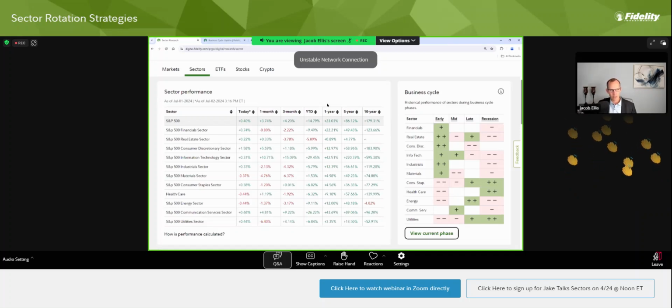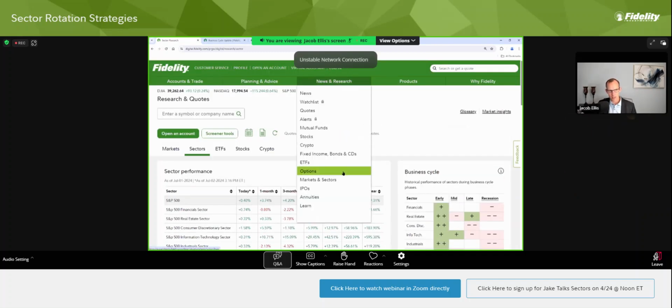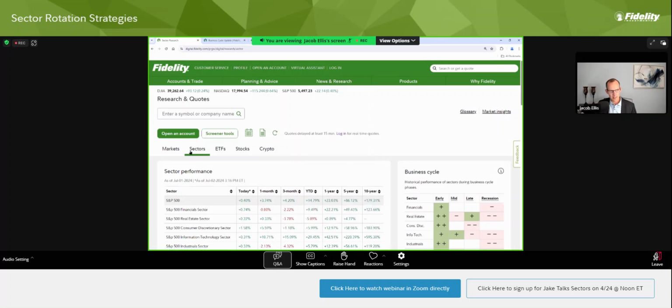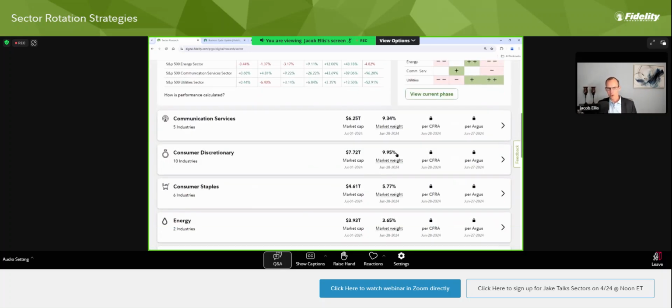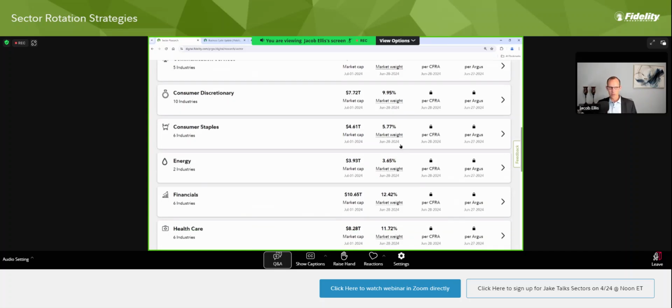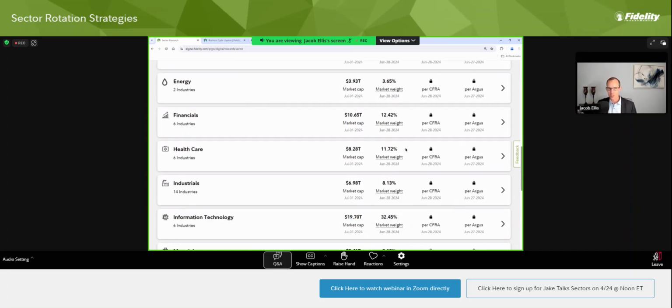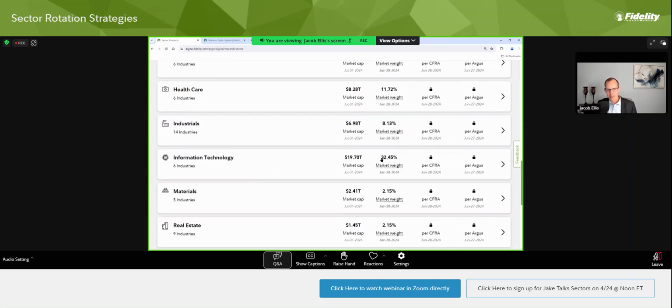We already saw that we arrived to this news and research, then markets and sectors page. We clicked on sectors. By now scrolling down, we will find the current weightings of all the different sectors. You were right, Peter. Information technology is now 32.5% of the overall market capitalization. It has bloated to an extreme.